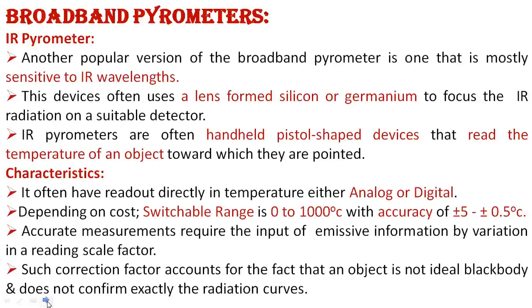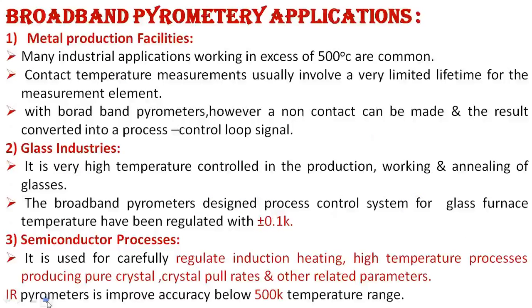Characteristics: they often have readout directly in temperature, either analog or digital depending on cost, with a range of 0 to 1000 degrees Celsius and accuracy from plus or minus 5 to plus or minus 0.5 degrees Celsius. Accurate measurement requires input of emissivity information by variation of a reading scale factor. Such a correction factor accounts for the fact that an object is not an ideal black body and does not conform exactly to the radiation curve. Now next one is the applications.